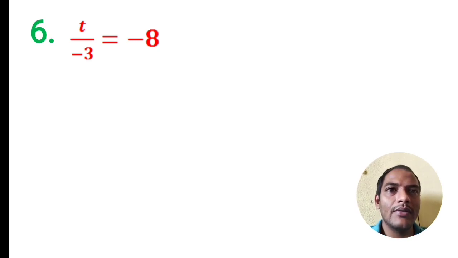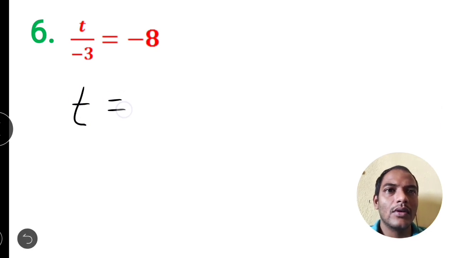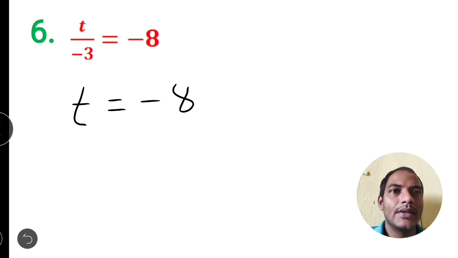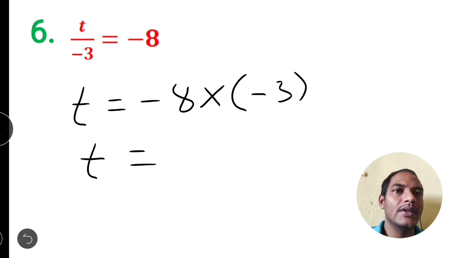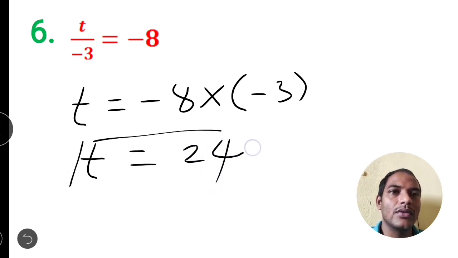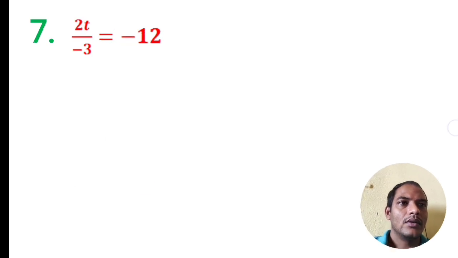Next is the sixth question, t by minus 3 equals minus 8. So same as the previous question, t equals minus 8. See, minus 3 is in the denominator place, so transposing to the RHS side, it will multiply with minus 8. So t equals minus into minus is plus, 8 threes are 24. So the t value is 24.